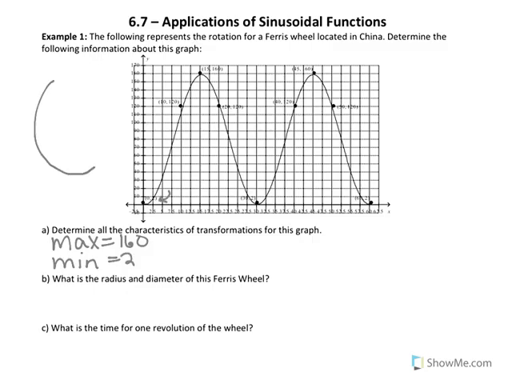Thinking that through, why is the minimum at 2 and not at 0? Well, that's because the Ferris wheel does not touch the ground, because if it did, that would be a bad thing. But we do know up here is at 160.